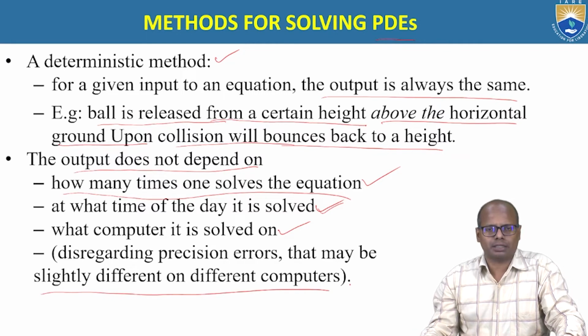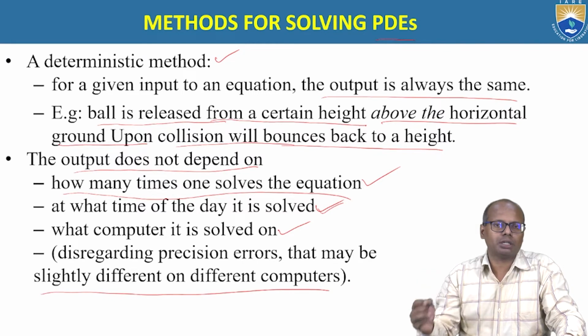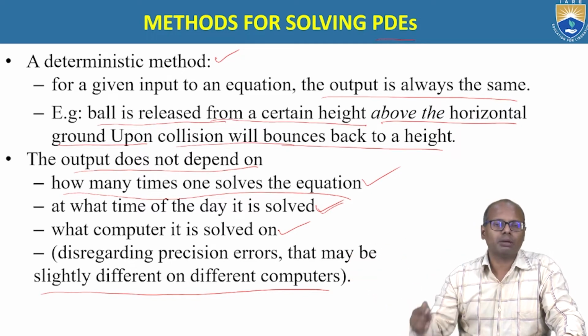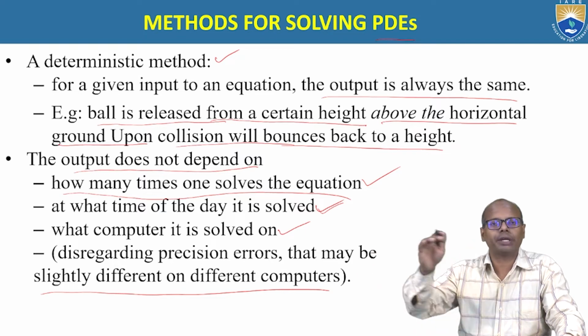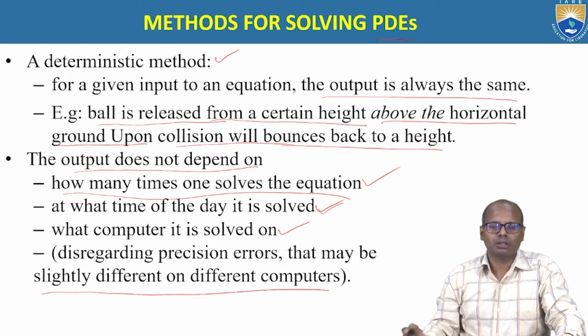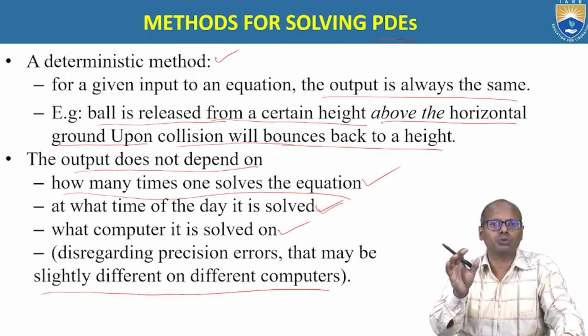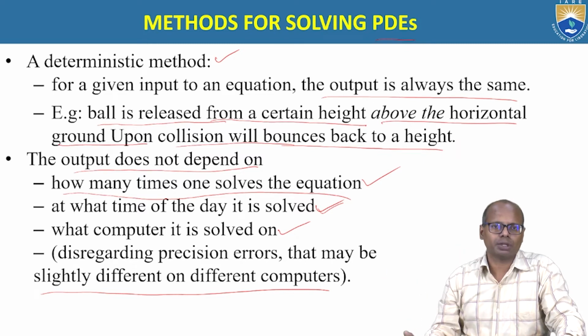Because of precision, some computers may give, say, 10 decimals after a point, and some other computers may give 15 decimals. So precision errors may be there, but if I truncate to a particular value, the final value is going to be the same.